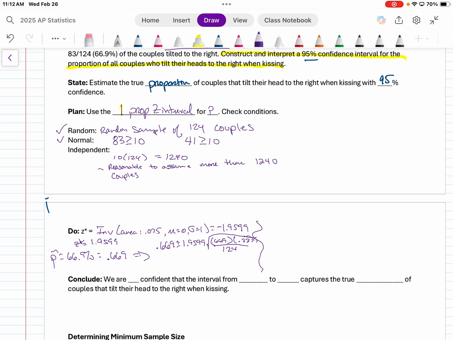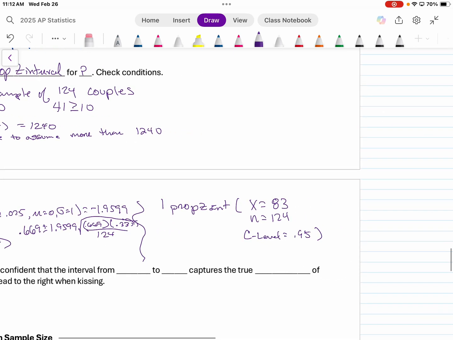So, now, how will we do it with the calculator? We're going to do a one prop. This is what we would say. One prop Z interval, INT. And then we would say X is equal to 83. N is equal to 124. And then my C level is 0.95. And that's what we could show for our work on the free response. That's what we'd have to write.